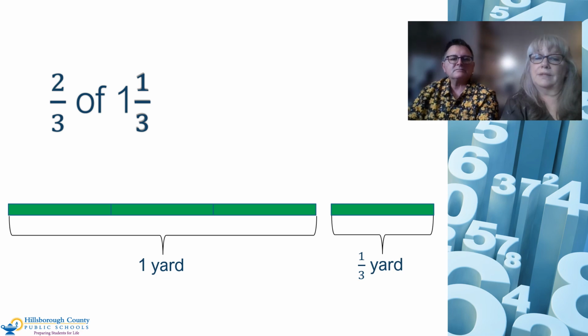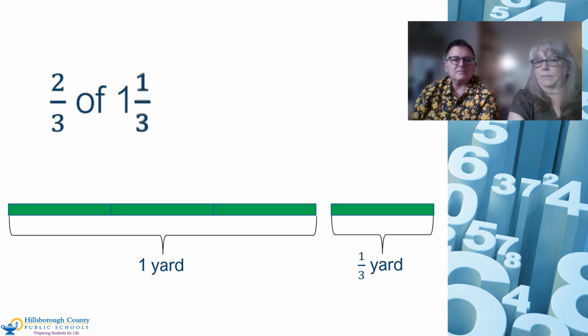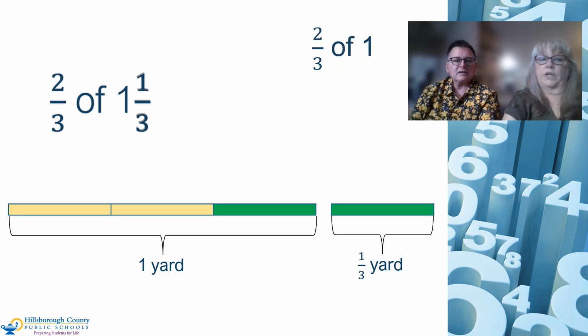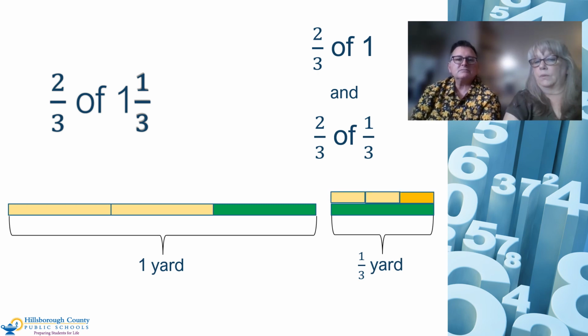Another way that we can look at this is to use the distributive property. If I'm taking 2/3 of 1 1/3, I can take 2/3 of the 1 yard, which is really easy to see because it's already divided into thirds. And then 2/3 of 1/3 of a yard. First I'm going to look at the 2/3 of 1 yard, which I know is 2/3. And then I'm going to take the 2/3 of 1/3. So I have to break that 1/3 into 3 equal parts, but I have to remember that that's only 1/3 of a yard.